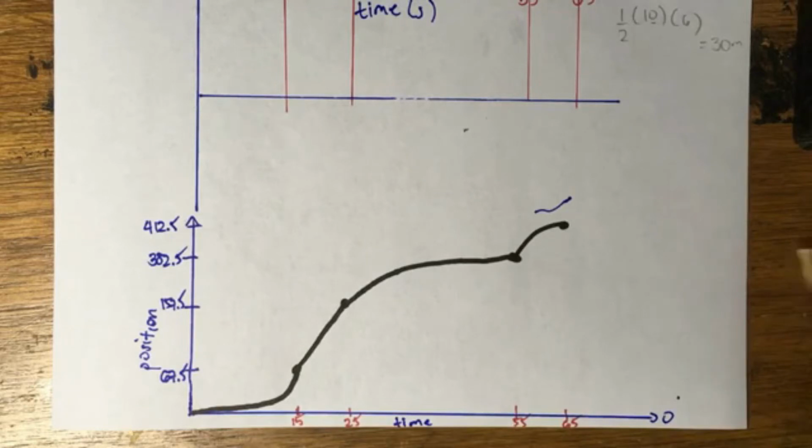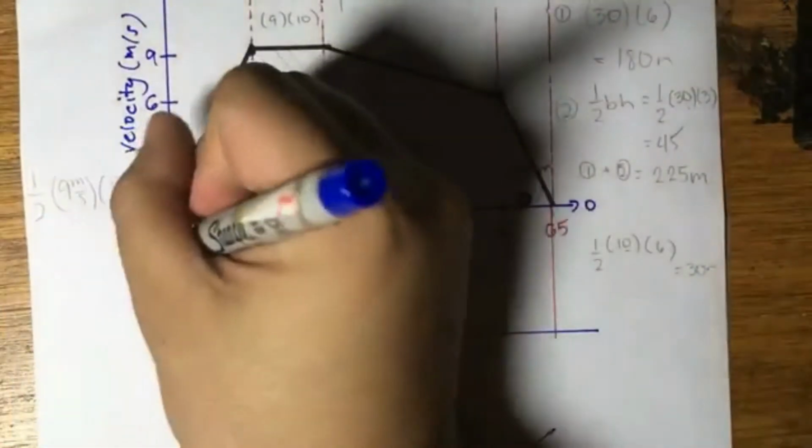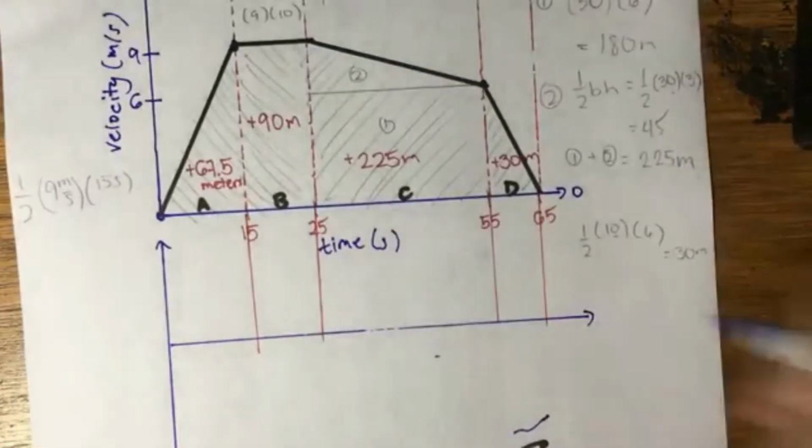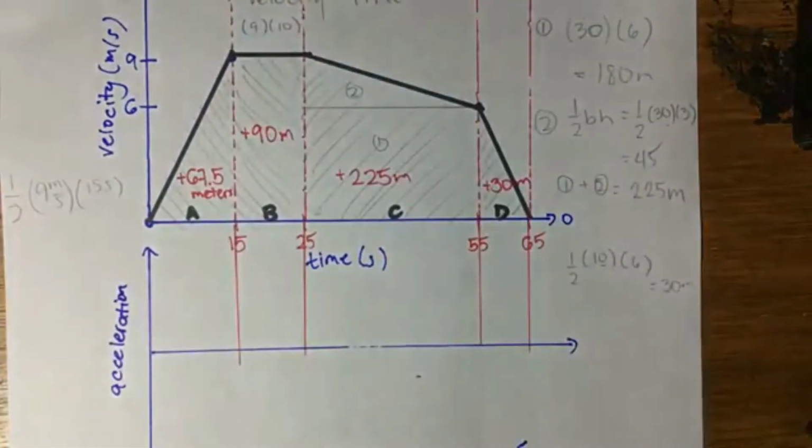Now let's move on to the acceleration time graph. I think this is where I can use the axis that I prepared a while ago, because it has positive and negative components, so acceleration. And what are the values now for acceleration?